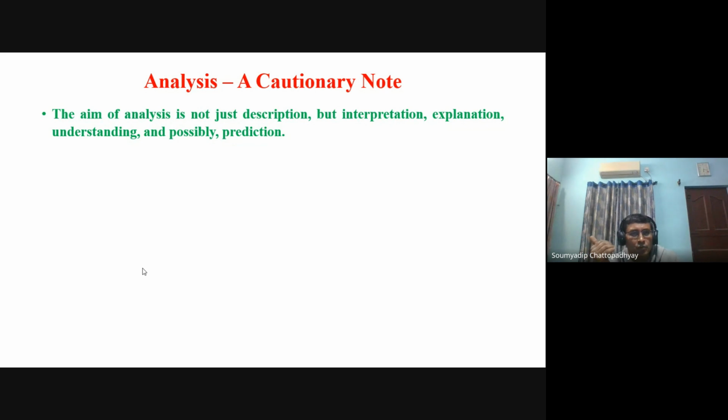But the aim of any research analysis is not just description. That is very important. It is interpretation, it is explanation, it is understanding, and possibly prediction. These are the very basic pillars of analysis. So when you are doing research analysis, you have to keep this in mind, that your research analysis is not simply the description that you are finding out.